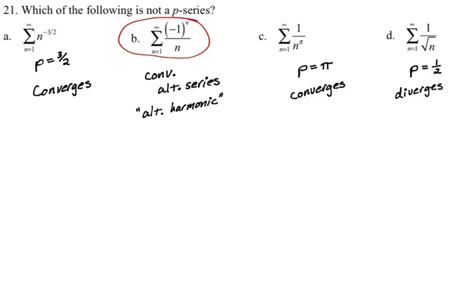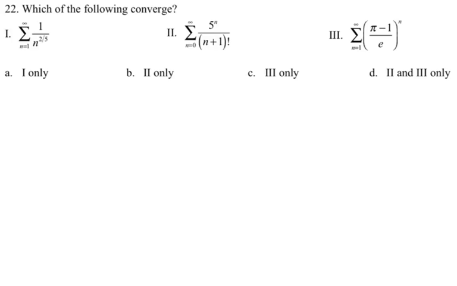All right, let's look at another one. Which of the following converge? So these are my least favorite type of question, where it's like 1, 1, 2, 1, 2, 3. When the AP exam went from 5 choices to 4 choices, these got a little better because there are fewer options. But anyway, we're looking for which of them converge.